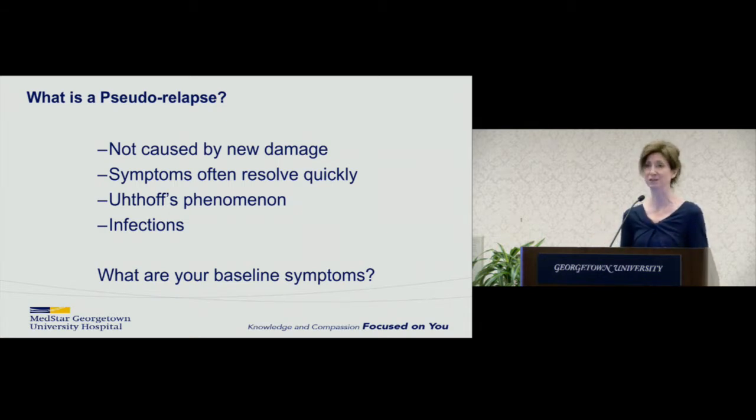Also infections. We treat the infections. We would not give you steroids if you have an infection and worsening MS symptoms because the steroids decrease inflammation. They decrease your immune response. And if you have an infection, you need your immune response to be robust to fight the infection. So you need to think, what are my baseline symptoms? Is this something new? Are these my old symptoms that are just worse right now? And why are they worse? What's going on?